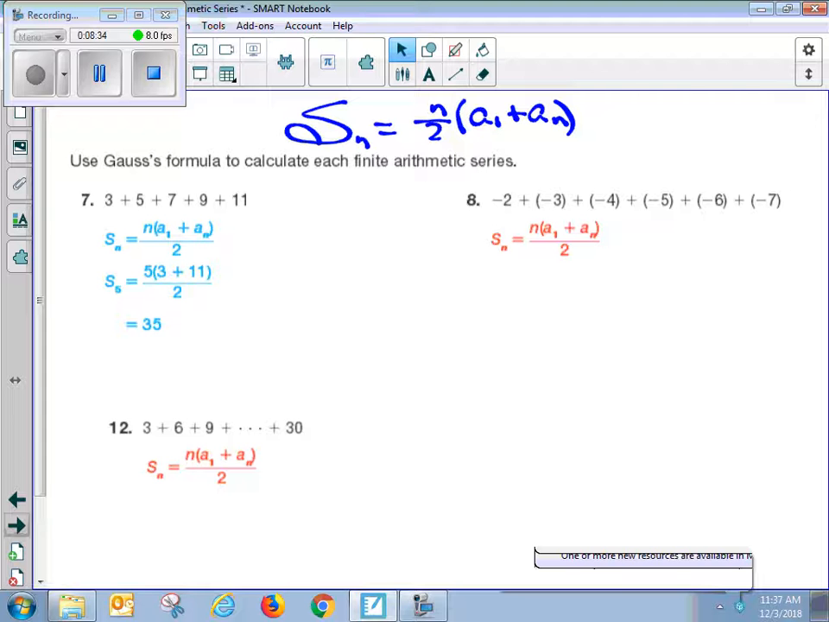Okay? So would you agree your first term here is 3? Let me know. Yes? What do you do to 3 to get 5? So if the rule is add 2, then your common difference is 2. Okay? How many terms are there? Count them. 5. So all this is a substitution. n is 5. a sub 1 is 3, a sub n is 11, the divisor is 2, 3 and 11 is 14, divided by 2 is 7, times 5 is 35, done.